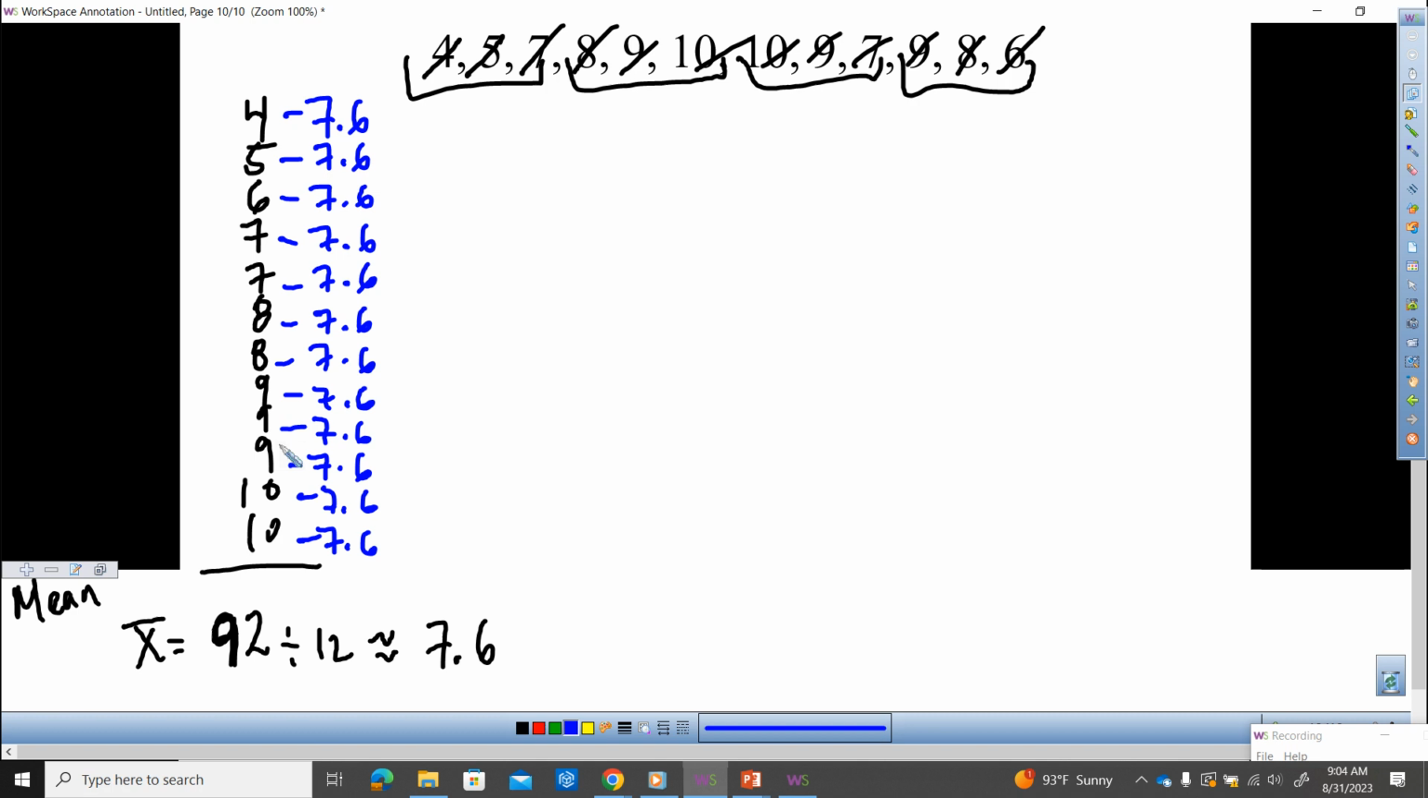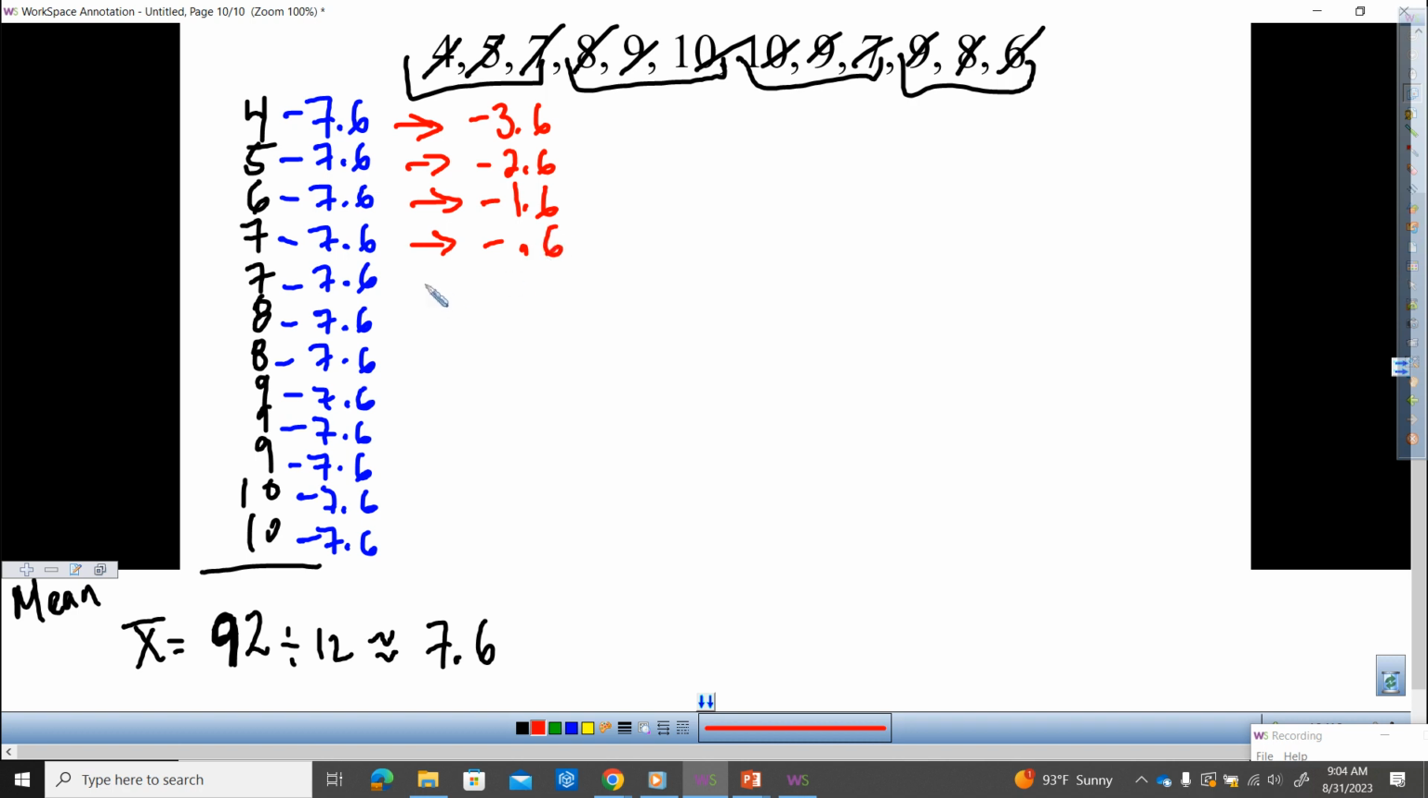We're going to subtract it from each of the numbers, and I'm going to go to the right in red. So 4 minus 7.6 is negative 3.6. 5 minus 7.6 is negative 2.6. 6 minus 7.6 is negative 1.6. 7 minus 7.6 is negative 0.6. Write that twice. 8 minus 7.6 is 0.4.